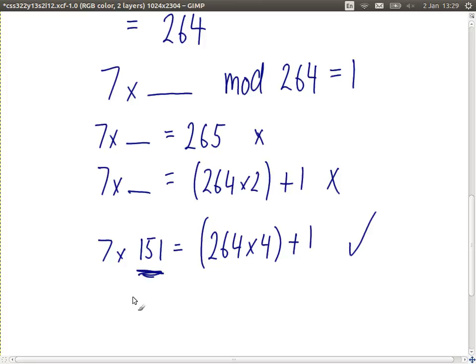Because we've found a number, when we times by E and mod by the totient of N, we get 1. D is 151, E is 7. Multiply together, mod by the totient of N gives us our remainder of 1. So we've been successful in finding my private value.